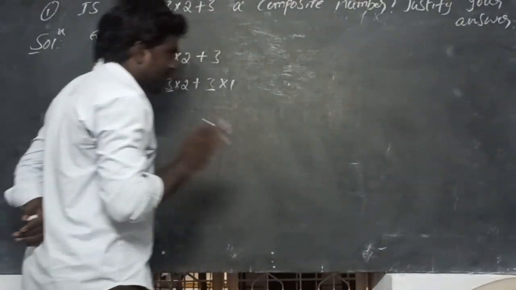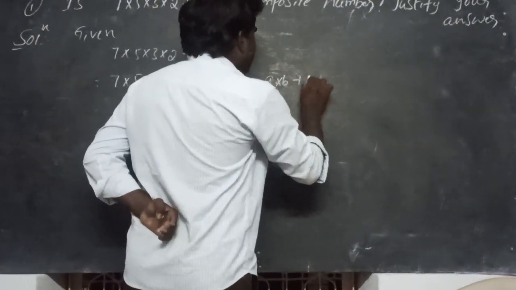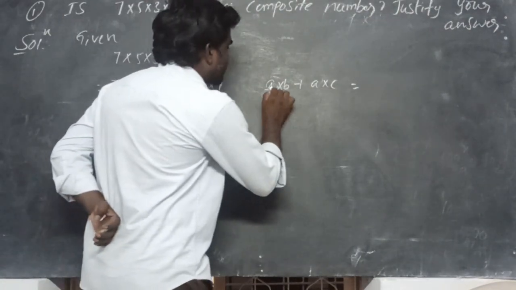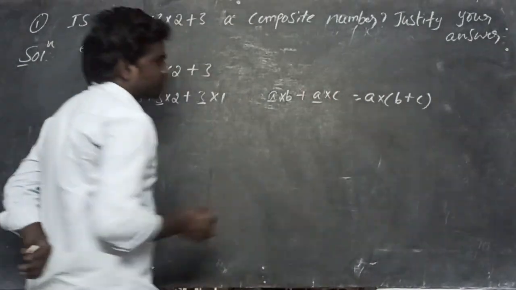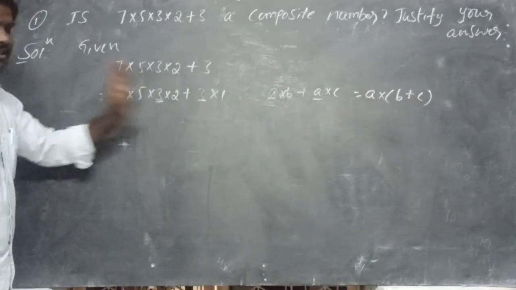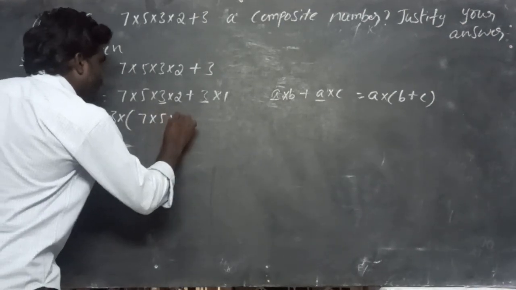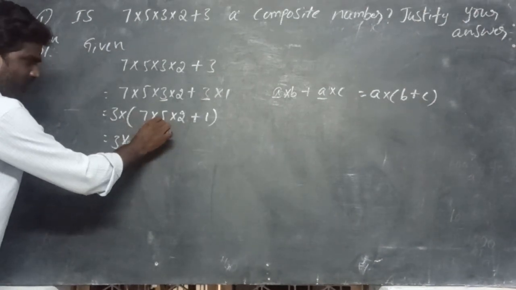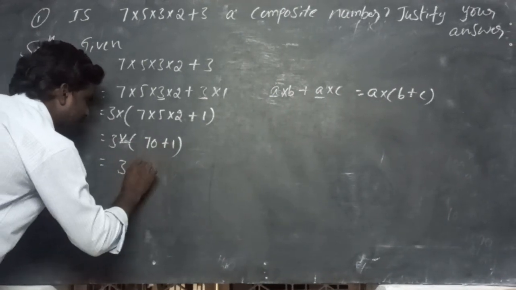So here we use the distributive property. What is the distributive property? A into B plus A into C. In these 2, A is common and is taken outside. What remains? B plus C. So here, in these 2, 3 is common, so 3 is taken outside. What remains? 7 into 5 into 2 plus 1. So 7 fives are 35, 35 twos are 70, plus 1. 3 into 70 plus 1, that is 3 into 71.